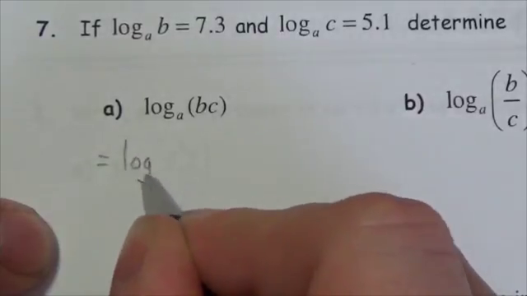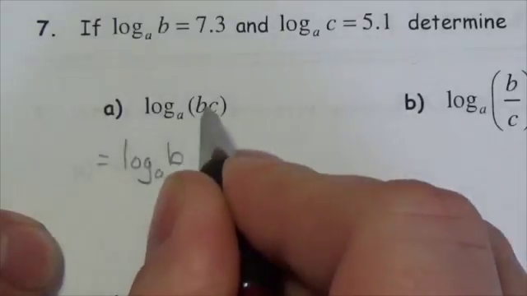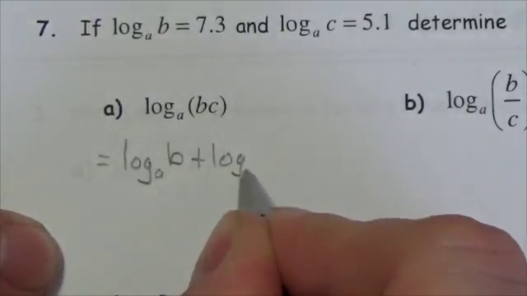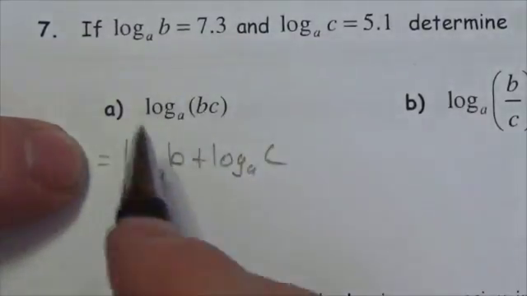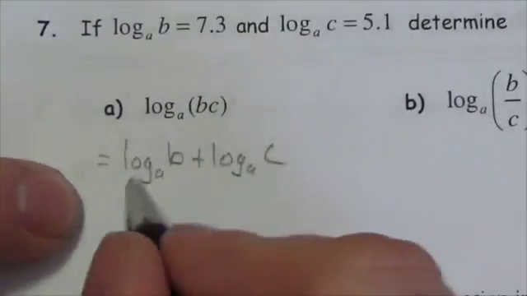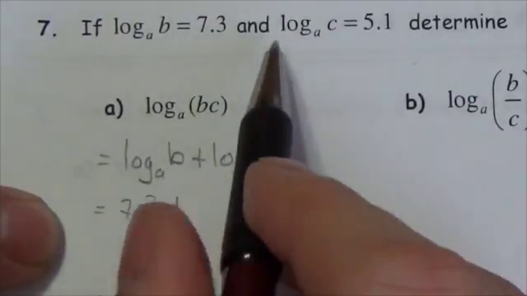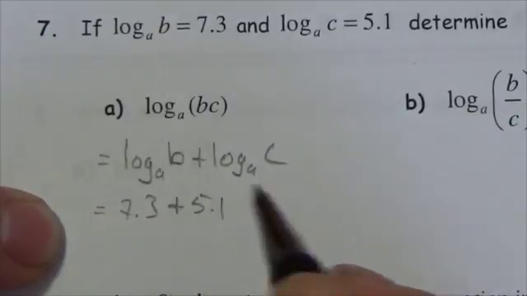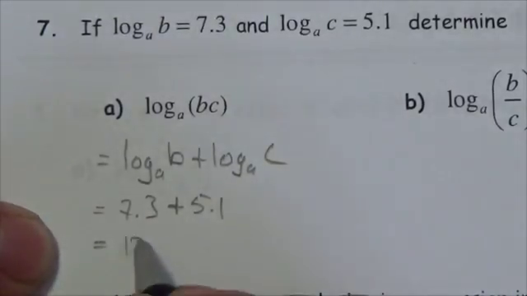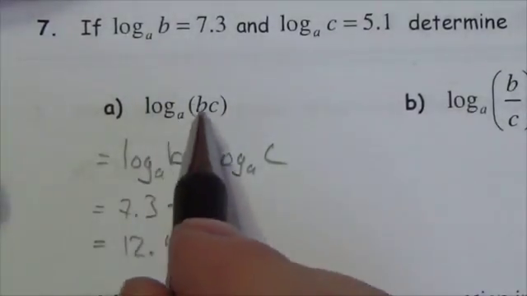What we can do is take this logarithm and expand that. Multiplication here becomes addition. And now I can make a direct substitution. I know that the log base a of b is 7.3. So here we go, log base a of b, 7.3. The question says log base a of c is equal to 5.1, so I just replace my log base a of c with 5.1. And when I add those together, I get 12.4. And so that's what the log base a of b times c would be equal to.